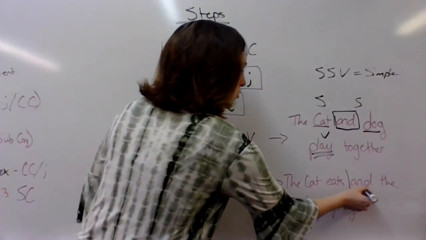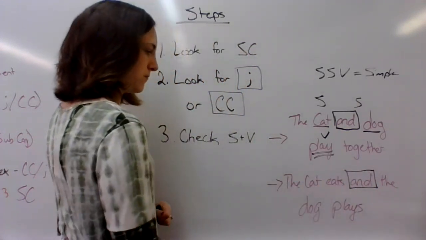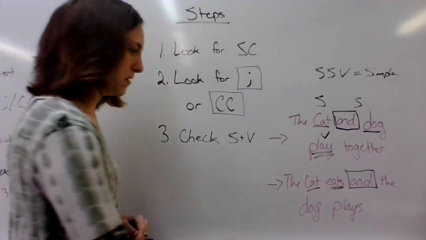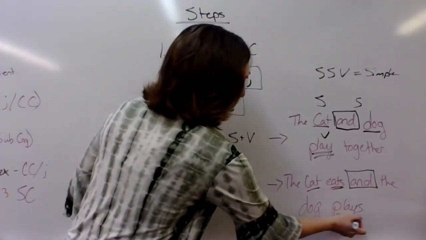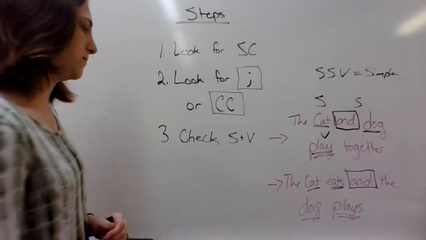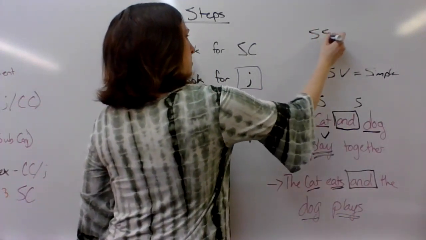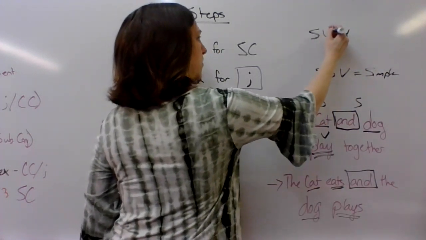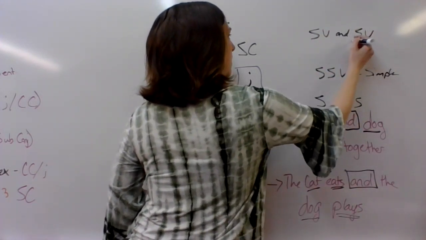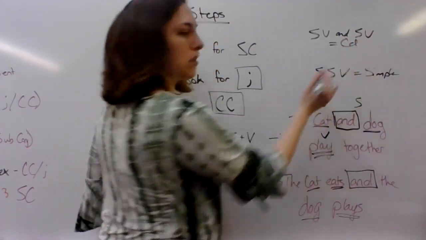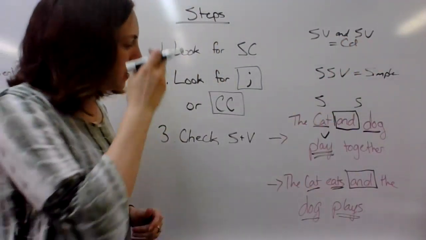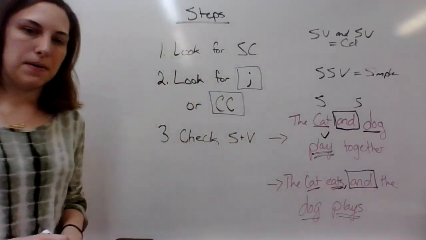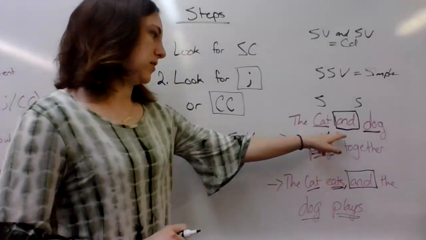So I've got my coordinating conjunction. Cat eats, subject verb. Dog plays, subject verb. Subject, verb, coordinating conjunction, subject, verb. This one has to be compound. Also, it'll help you because most of the time you'll have a comma and a coordinating conjunction. This one would not have a comma.